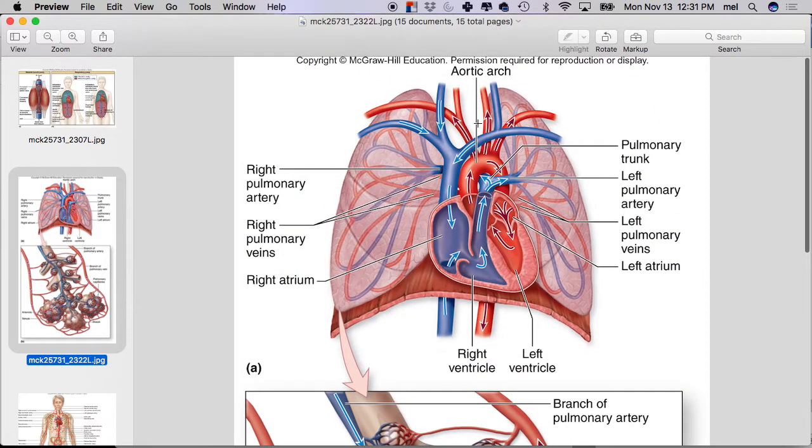It's going to go back to where? Left atrium, exactly. And how many pulmonary arteries do I have usually? Yeah, 2 right, 2 left, right? Back to the left atrium. Does that make sense? Okay, that's pulmonary circulation.